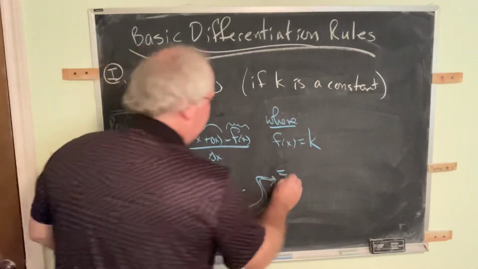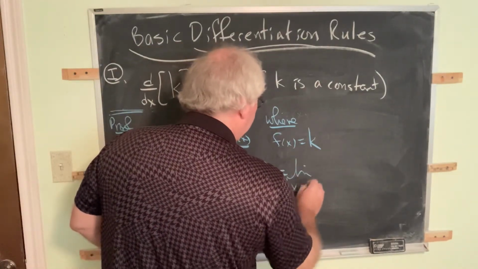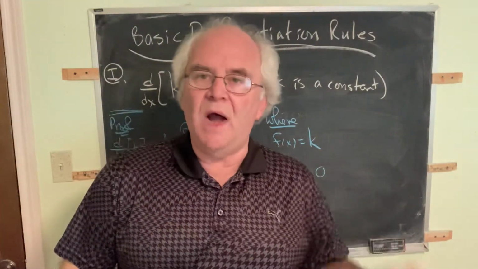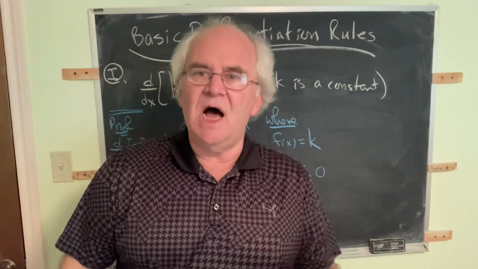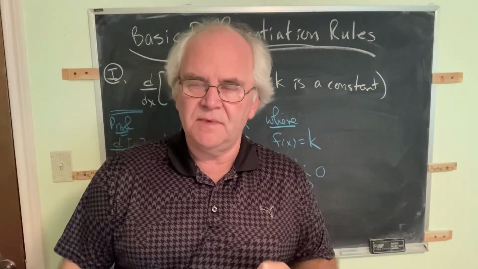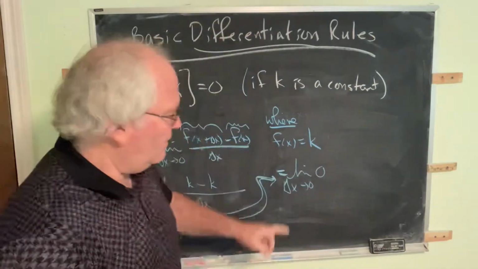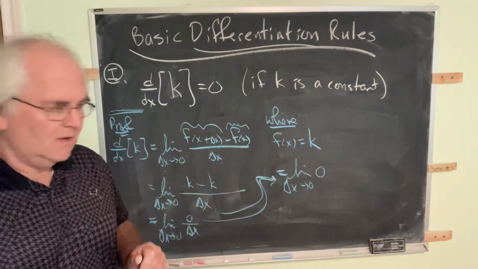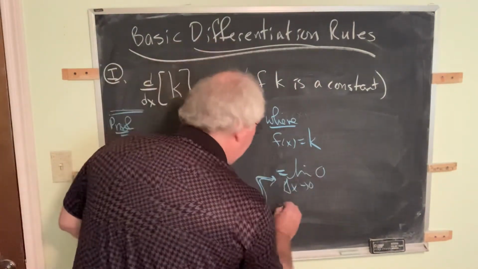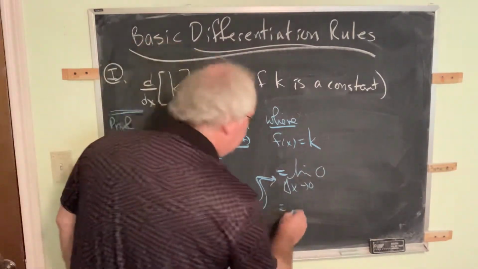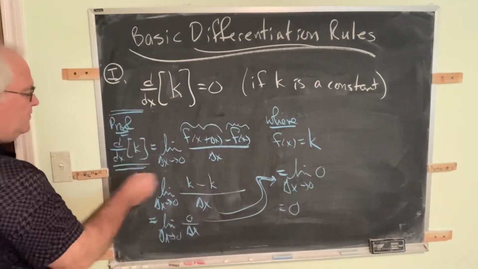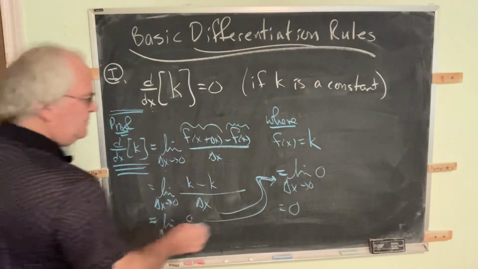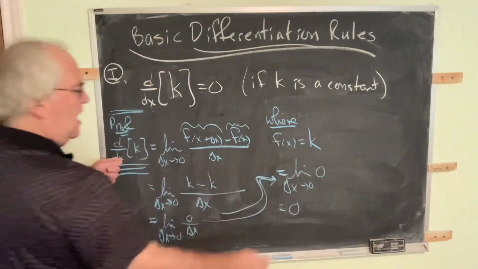And so that's equal to the limit as delta x goes to 0, and that simplifies to 0. Now the question is, as we said earlier, what is the limit of a constant? The limit of a constant is the constant. In this particular case, the constant coincidentally happens to have worked out to be 0. And so the limit of the constant is the constant, and in this particular case, the constant of interest is 0. So therefore, the derivative with respect to x of k is equal to this, which is equal to this, which is equal to this. The derivative of a constant is 0.